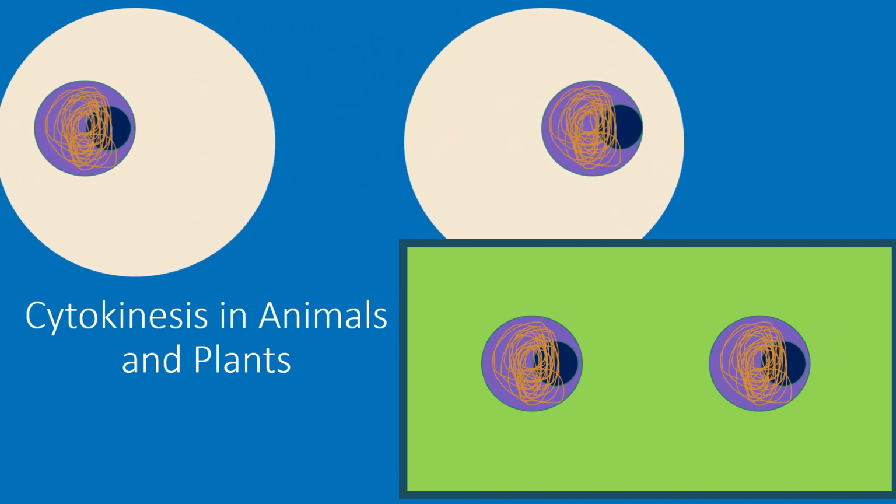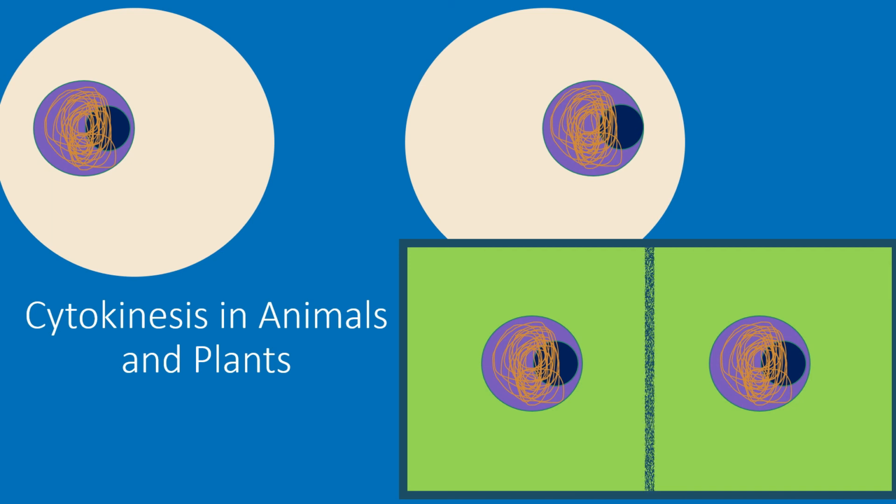Cytokinesis in plants is going to be slightly different, whereas the other stages of the cell cycle are pretty much the same as animals. In plants, because they have a cell wall, the way it divides will be a little bit different. So cytokinesis in plants occurs as vesicles are transported from the Golgi apparatus to the middle of the dividing cell. These vesicles fuse to form a cell plate.